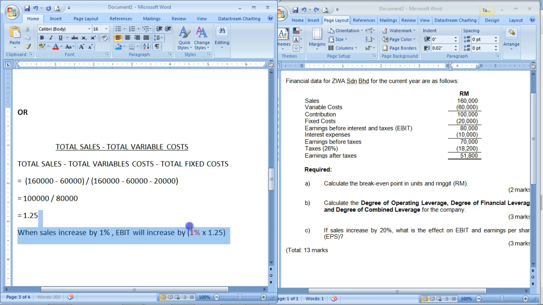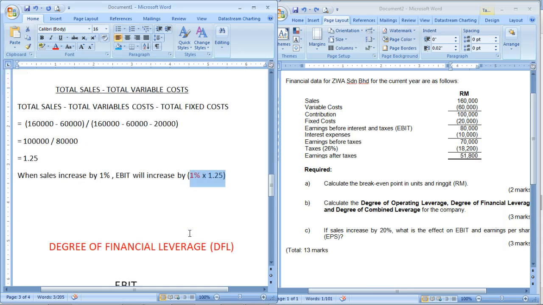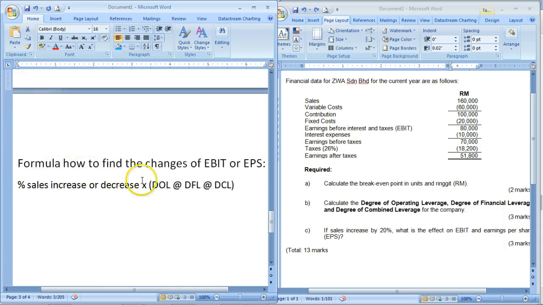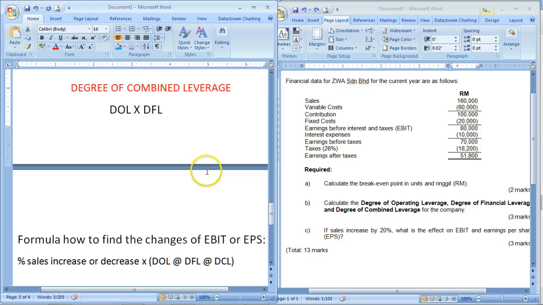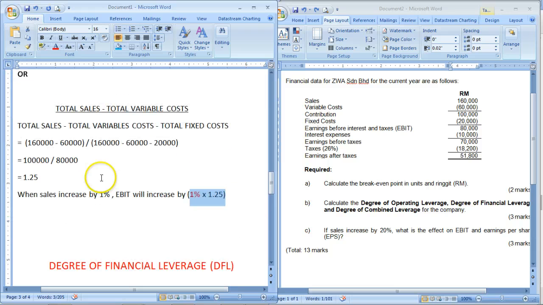Remember this? I'm using the formula to find the changes of EBIT. Sale increase, how many percent, times what? DOL or DFL or DCL? So now I'm talking about the sale and EBIT, so I use the DOL answer. Okay? So it equals, so EBIT increases by what, class?